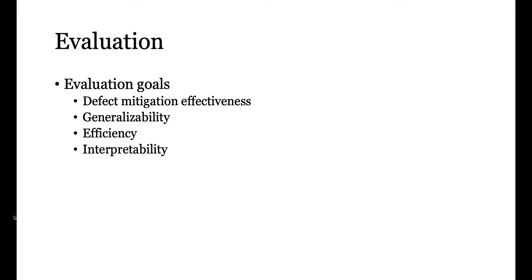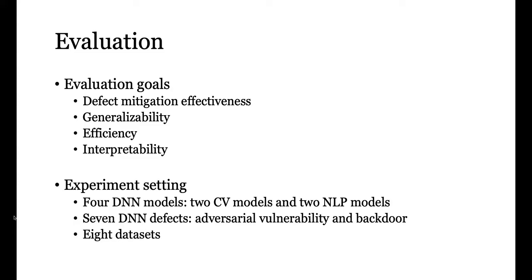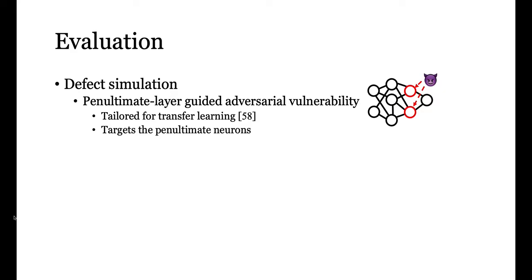We did a comprehensive study to evaluate ReMoS. The evaluation goals include defect mitigation effectiveness, generalizability, efficiency, and interpretability. The experimental setting includes 4 DNN models, 7 DNN defects, and 8 datasets. We implemented various DNN defects. Penultimate layer-guided adversarial vulnerability is a special attack tailored for transfer learning. It targets the penultimate neurons of the DNN model.